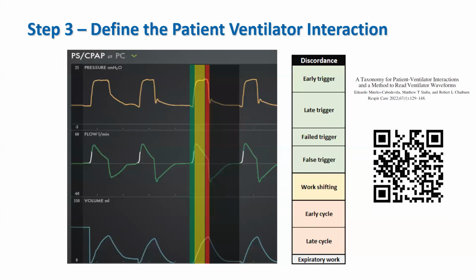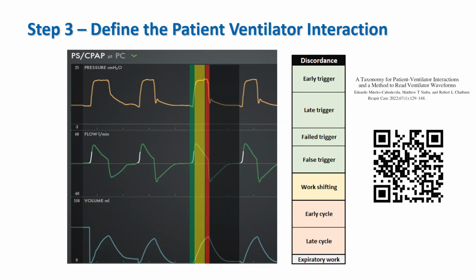Now, here's another way of thinking about patient-ventilator interactions, and this is step 3. In step 3, we divide the breath into phases. The red or the green area is the trigger phase. The yellow area is the inspiratory phase. The red area is the cycle phase, and the dark black area is the expiratory phase. And in each of these phases, we're going to get a specific type of discordance or patient-ventilator synchrony problem.